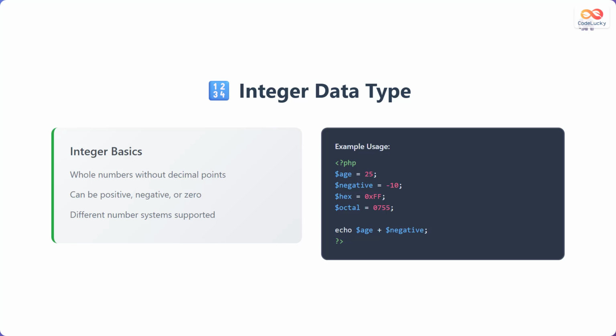Here's an example. The variable age is assigned the integer value of 25. The variable negative is assigned a value of -10. The variable hex is assigned a hexadecimal number, and the variable octal is assigned an octal number. We can perform arithmetic operations with integers, such as addition and subtraction. In this case, we are adding age to negative, and the result will be printed on the screen.